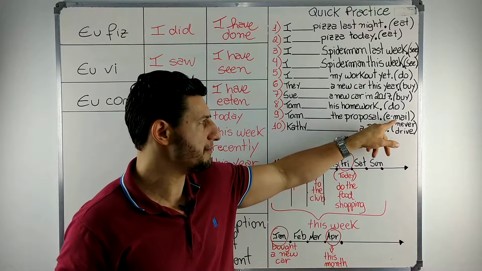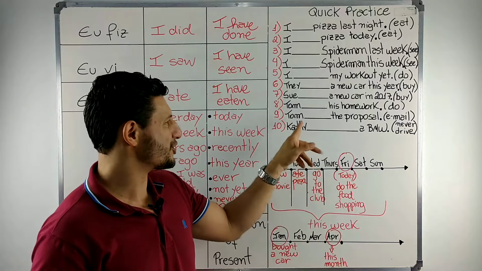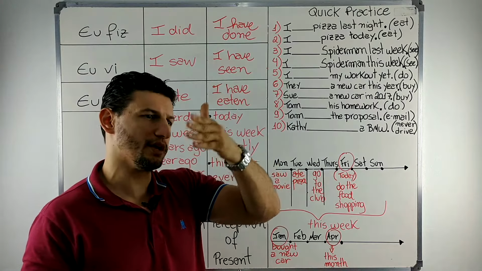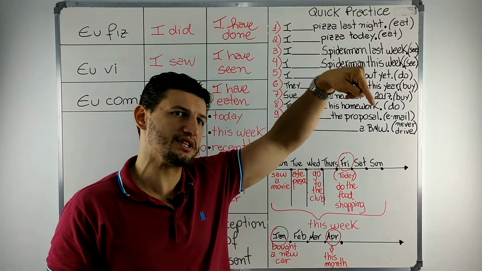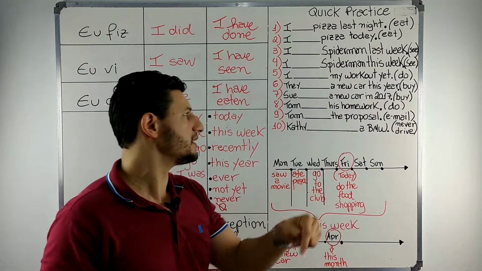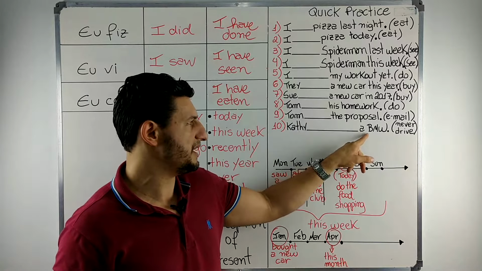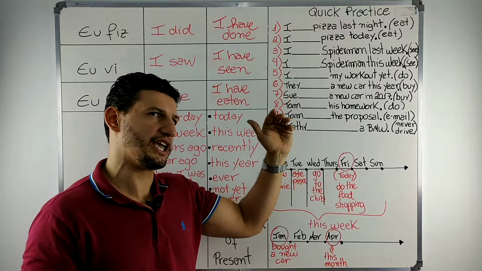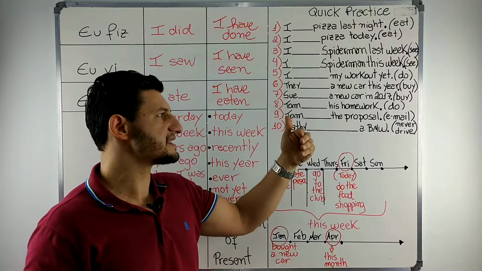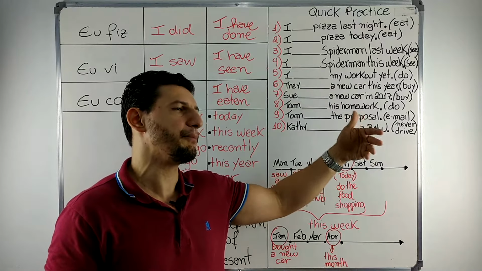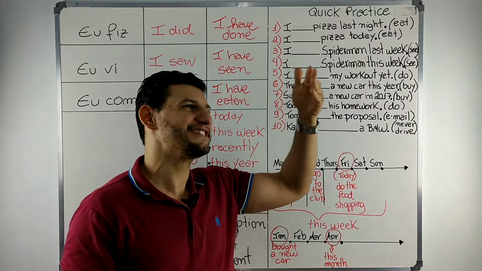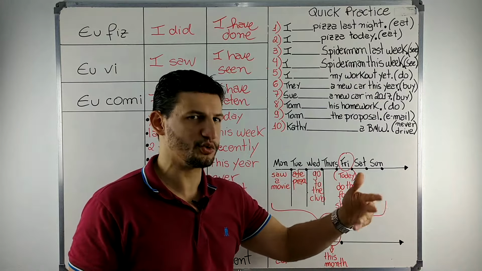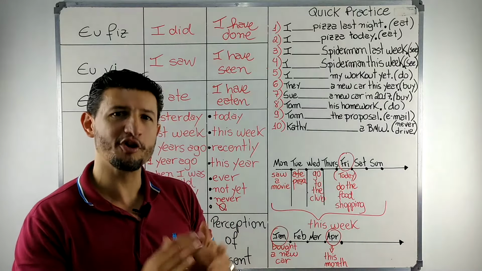Tom, the proposal, email. Email is also a verb. So Tom has emailed the proposal. Kathy, a BMW, never drive. Kathy has never driven a BMW. Drive, drove, driven. Kathy has never driven, because never means until now. Until now, a perception of present.